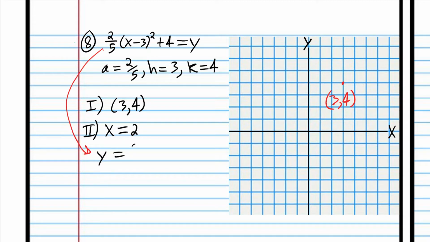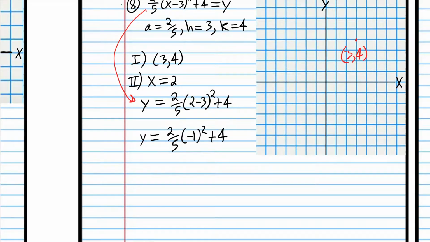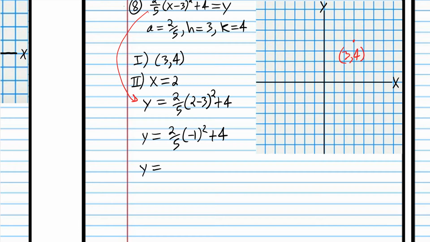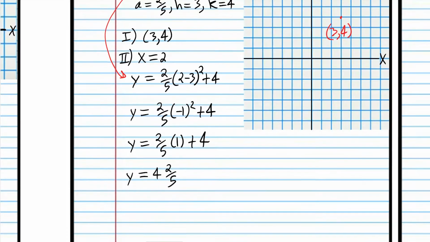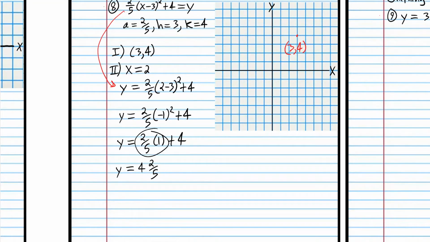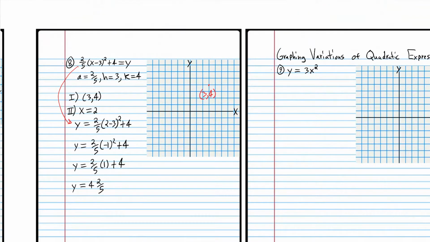So y is equal to 2/5 times 2 minus 3 squared plus 4. And just doing the math on that using PEMDAS, parentheses first, then exponents. -1 squared is just +1, so on and so forth. And 2/5, well, we can just write that as 4 and 2/5. 2/5 times 1 is just 2/5. 2/5 plus 4 is 4 and 2/5. So x equals 2 and y equals 4 and 2/5.